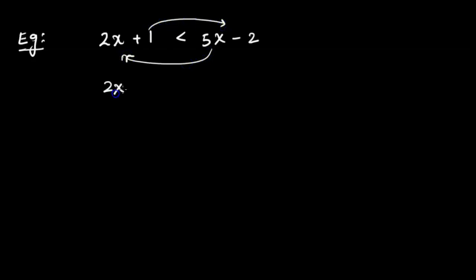Let's take up an example where we have linear functions on both the left and the right side of the inequality. The question is 2x plus 1 is less than 5x minus 2. When we have to solve for x, we collect the like terms. So we move 5x to this side and we move 1 to the other side, so that we get 2x minus 5x less than minus 2 minus 1. This gives us negative 3x less than negative 3.